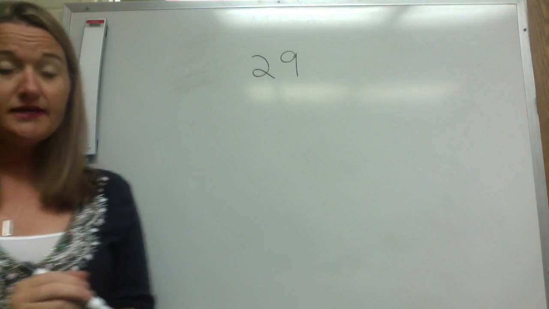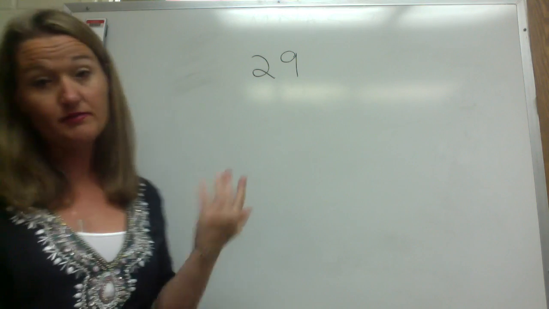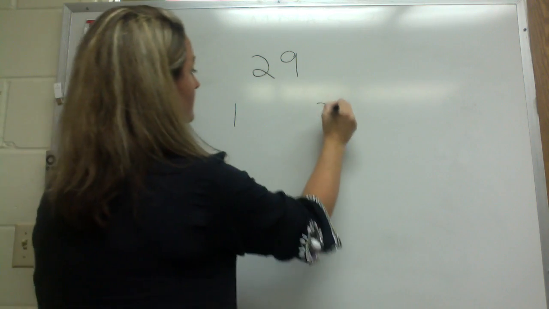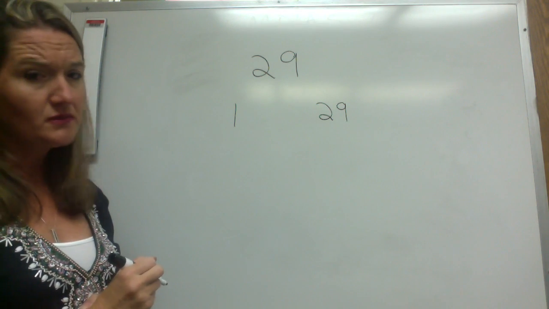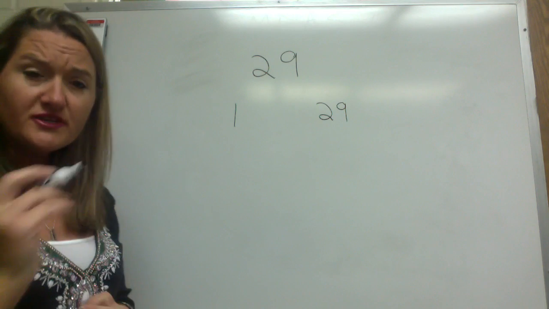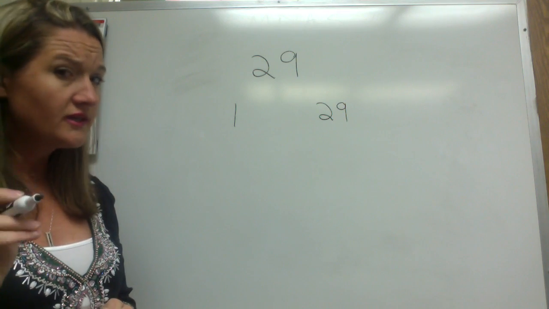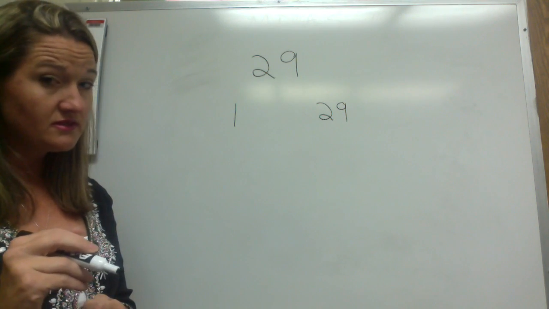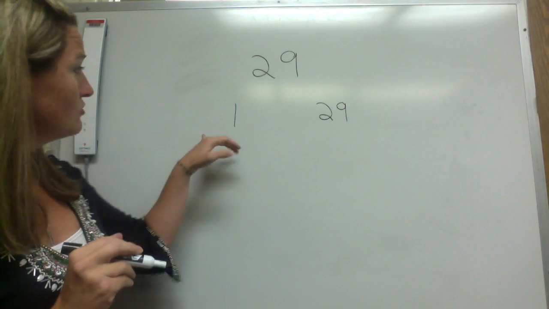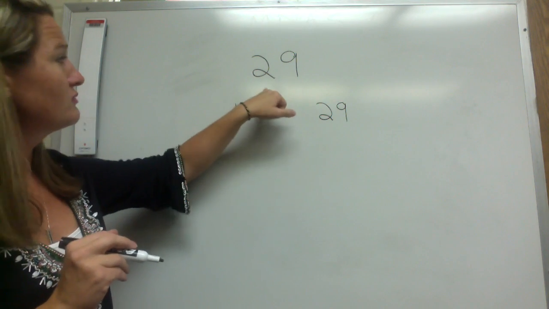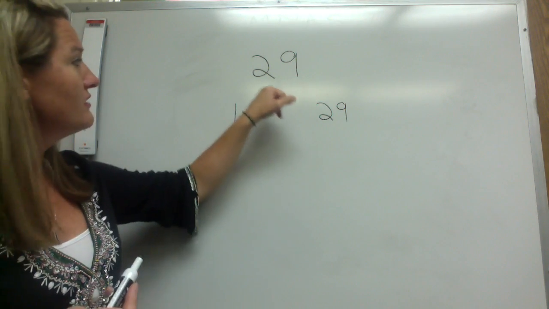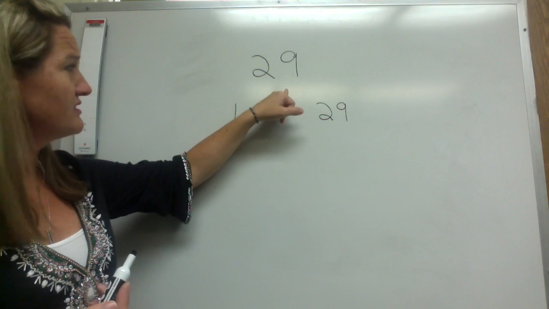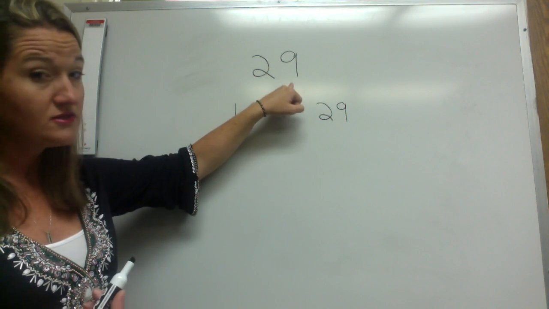All right, 29. Obviously 1 and 29 are factors. Is 29 divisible by 2? Nope. Divisible by 3? This is where these divisibility rules are going to come in handy. Remember we talked about those a couple lessons ago? We know it's not divisible by 2 because it's not an even number. For 3, well, 2 plus 9 is 11. Is 11 divisible by 3? No. For 4, it would have to be an even number. For 5, it would have to end in 0 or 5.